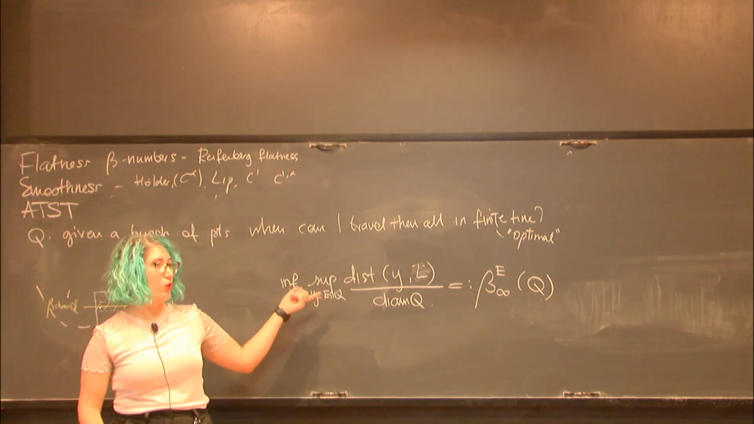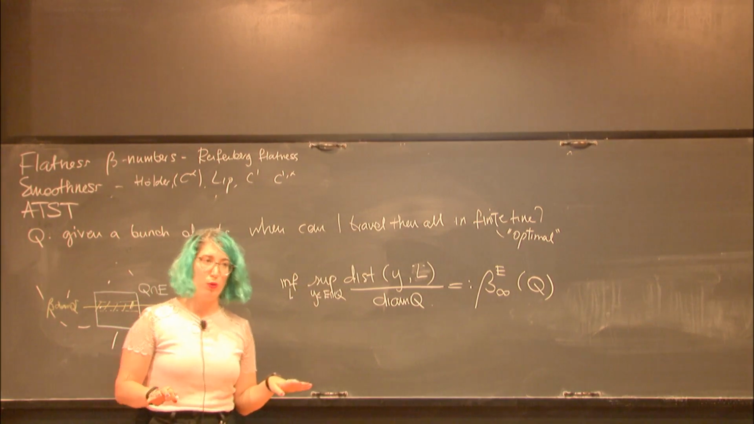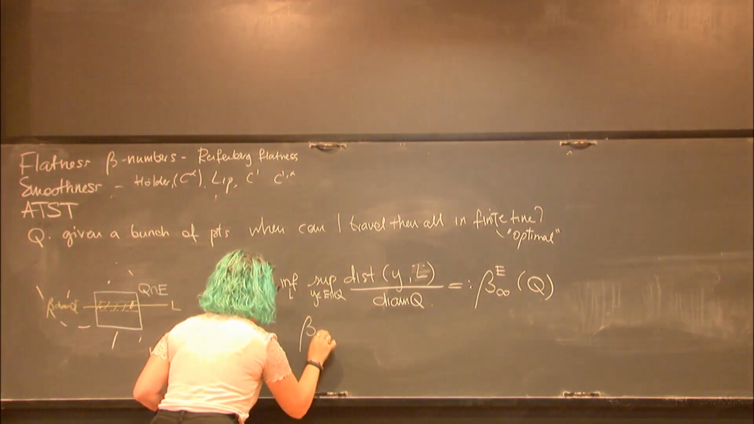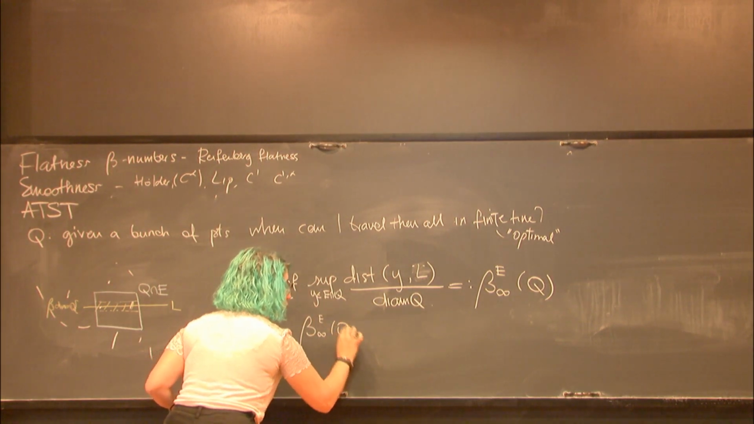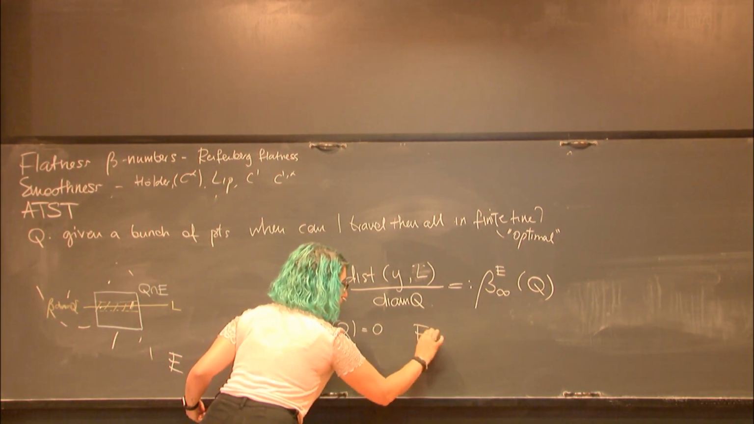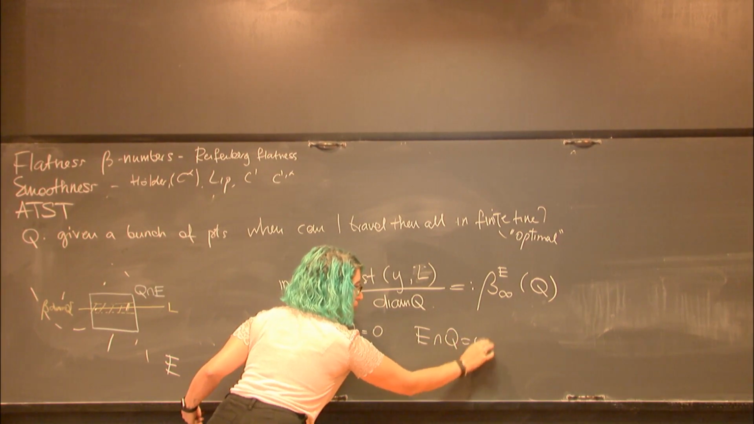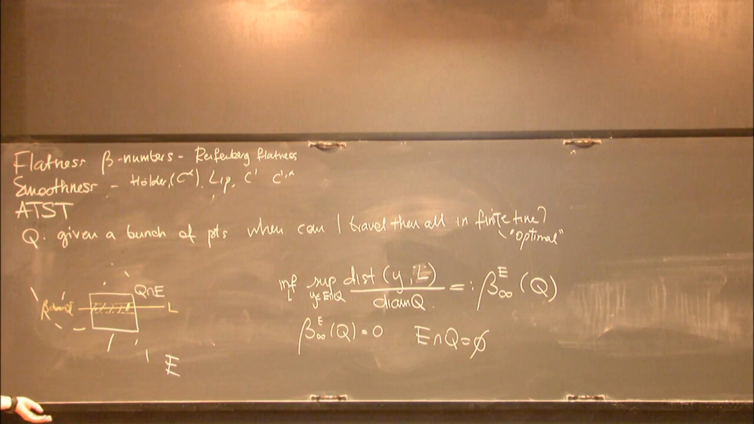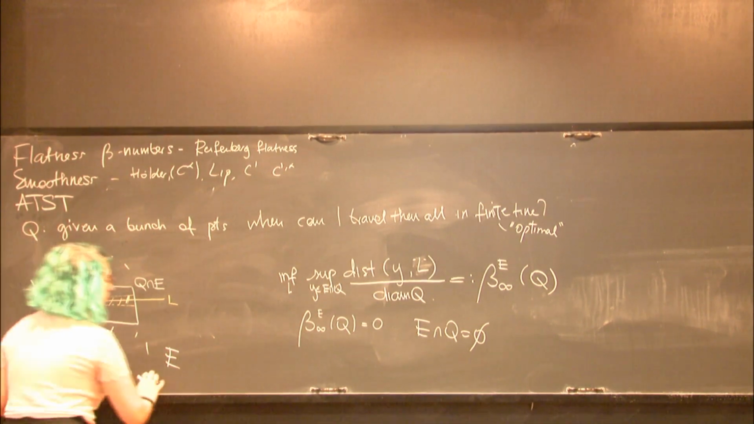If you want, you can do an L^p version of this, which we will not discuss. Of course, let me just say that we define beta infinity of E and Q to be 0 if my cube doesn't meet E. So I only care about Q that actually see my set. All right, so now we have all the tools that we need to state the Analyst's Traveling Salesman Theorem.